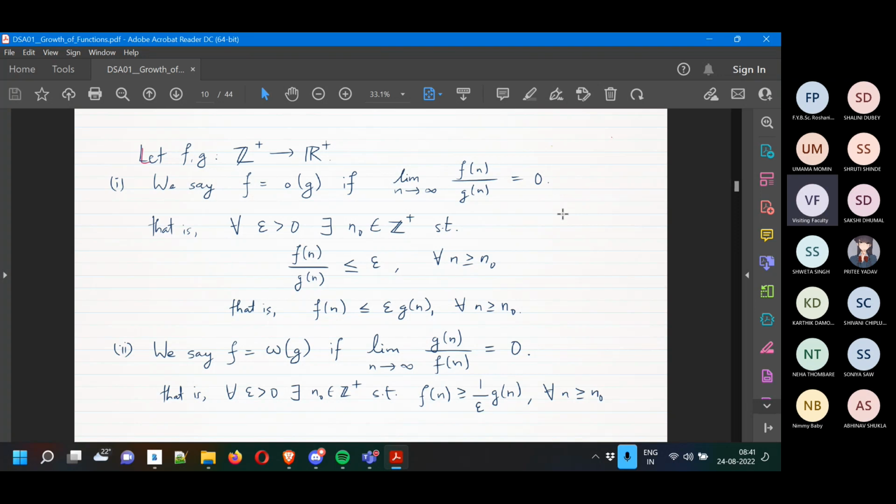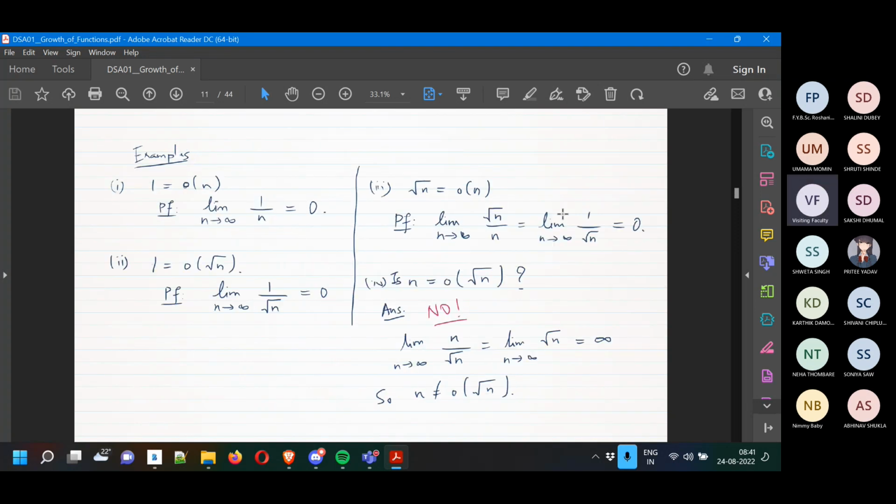These are some slides I've already explained to you. And now examples. So one is little o of n. Little o means very, very small. When I take the limit of 1 by n as n tends to infinity, this is 0, so this is true. 1 by square root n, the limit again goes to 0, so this is also true. Square root n by n is 1 by square root n, again the limit is 0, so this is also true. Square root n is little o of n.